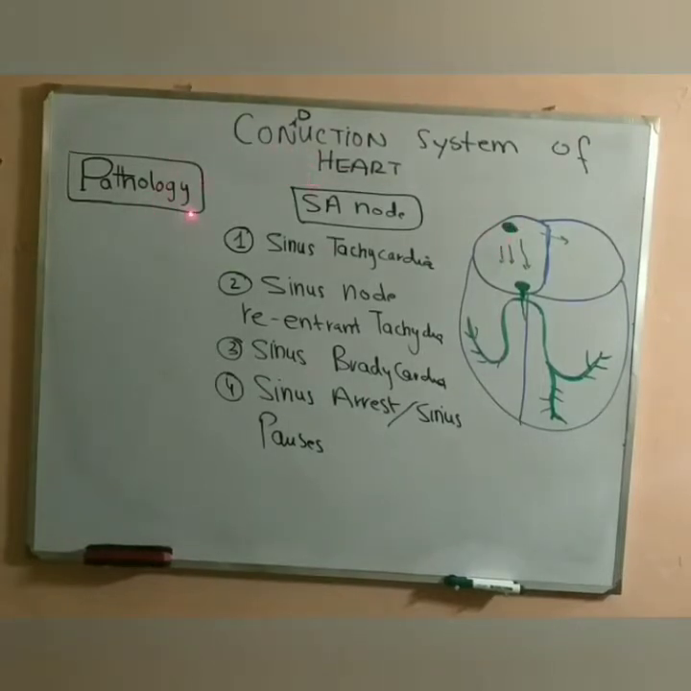We are going to talk about the pathological or abnormal or semi-abnormal conditions which are associated with the conduction system of the heart. First of all, it is the sinus node. It can be sinus tachycardia, sinus node reentrant tachycardia, sinus bradycardia, sinus arrest or sinus pauses. These are the sinus node problems.